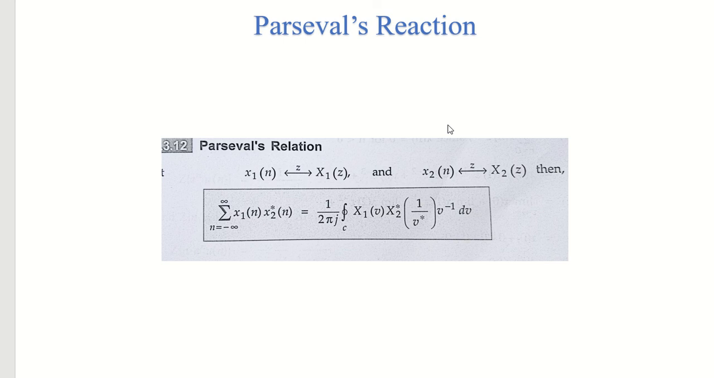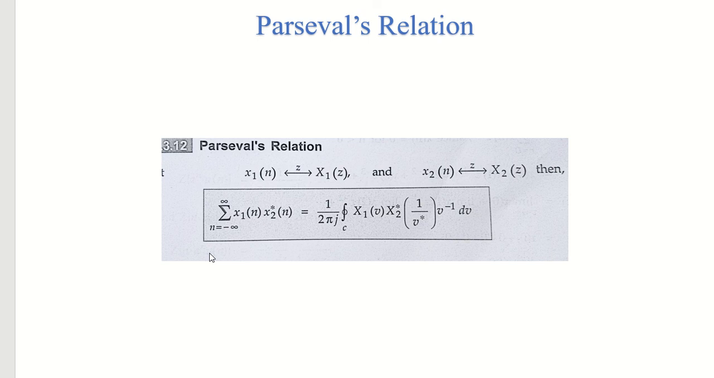So let's say we have two signals x1 of n and x2 of n, and the Z transform of both of these signals respectively is x1 of z and x2 of z. Now Parseval's relation tells us that the summation of n equals minus infinity to infinity, x1 of n, x2 conjugate of n, will be equal to 1 by 2 pi j closed integration x1 of v, x2 conjugate of 1 by v conjugate into v inverse into dv.